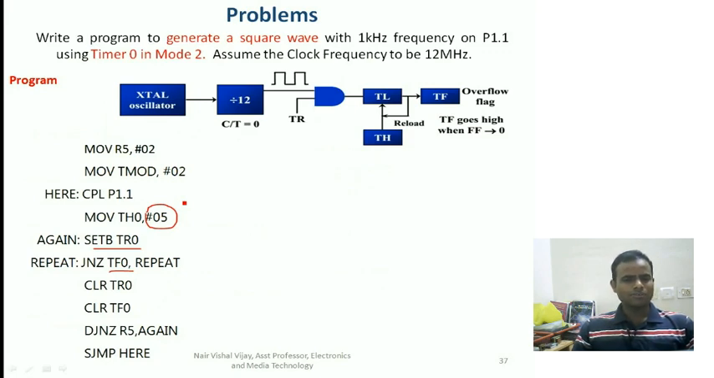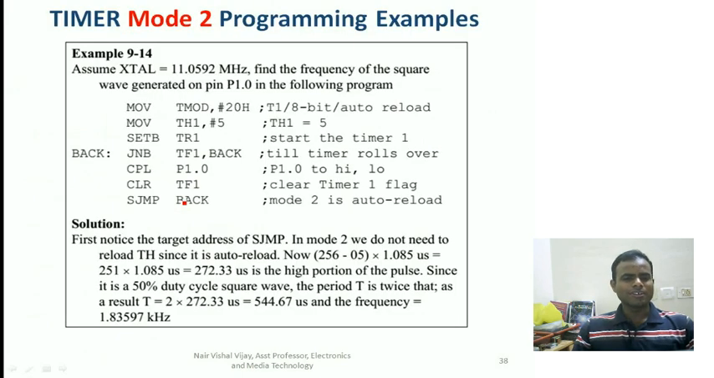Okay, so this is an example of a given program. How would you find out the frequency of a square wave? It is simple. Just go in the opposite direction by finding out how much delay it is creating, and then finding out how much time it requires. Once you find the time, you can easily calculate the frequency as the inverse of time.